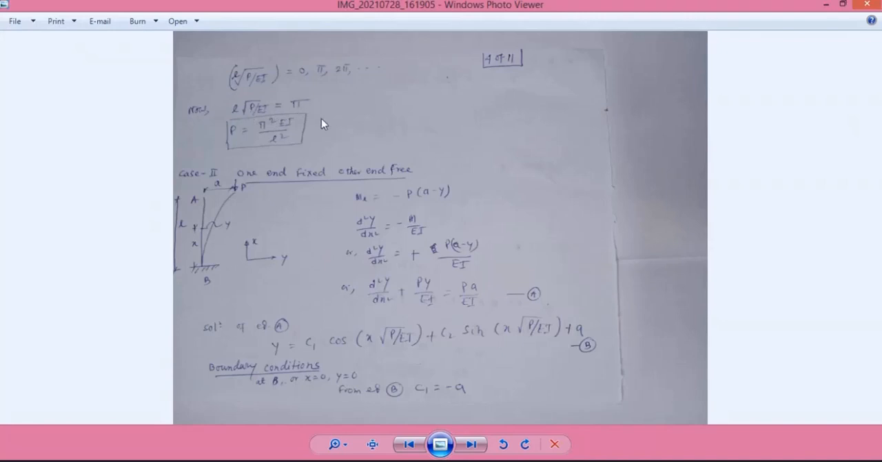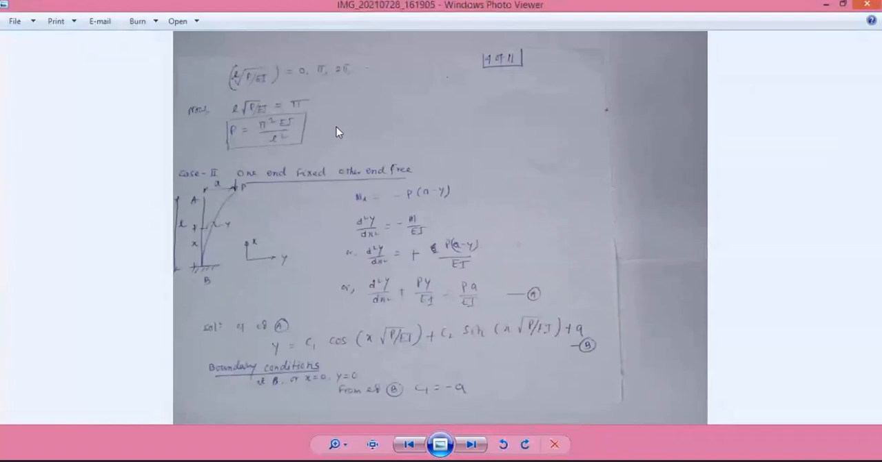From there we will get P is equal to pi square EI by L square. This is the buckling load for a both end pinned column. That is, P is equal to pi square EI by L square. This is the buckling load, or critical buckling load, for a both end pinned column.